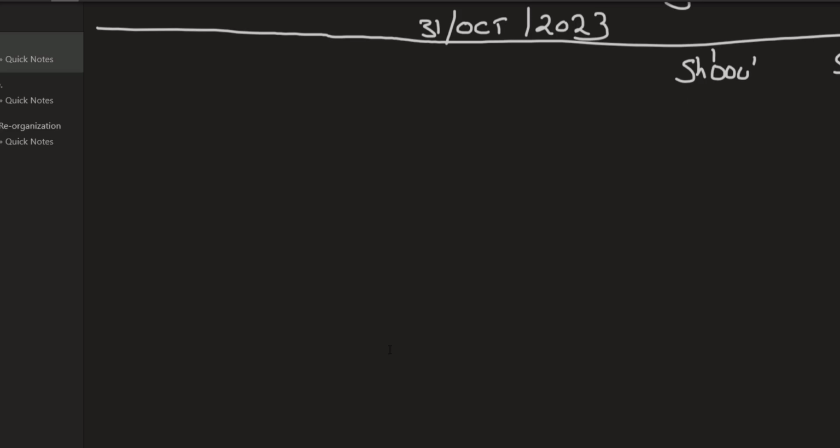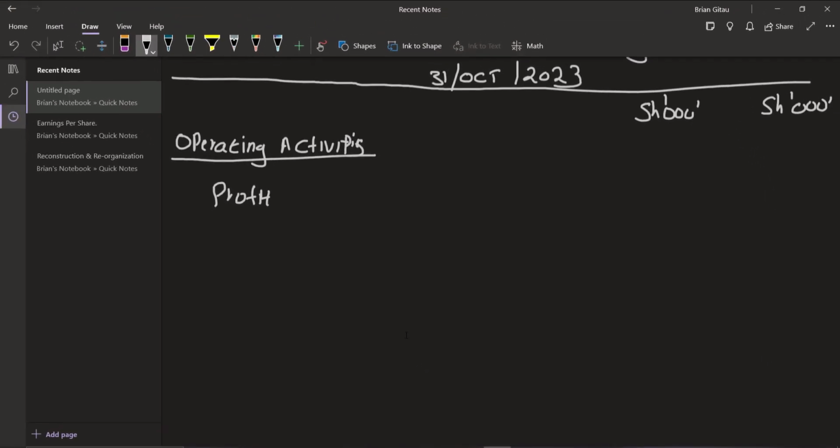So we usually start with the operating activities. So cash flows from operating activities. Now from operating activities, we usually start with the profit before tax, and then we adjust for any non-cash items. So we have profit before tax.